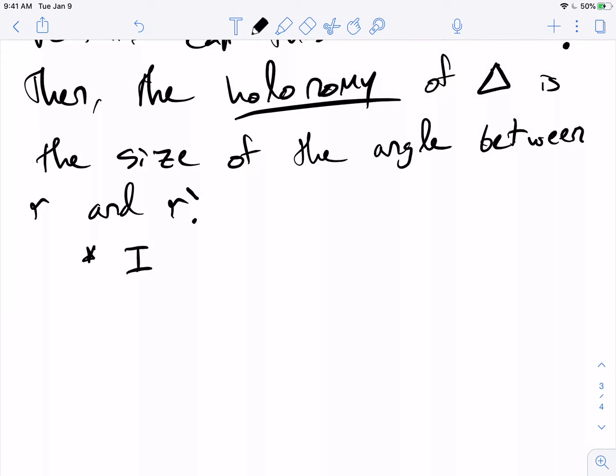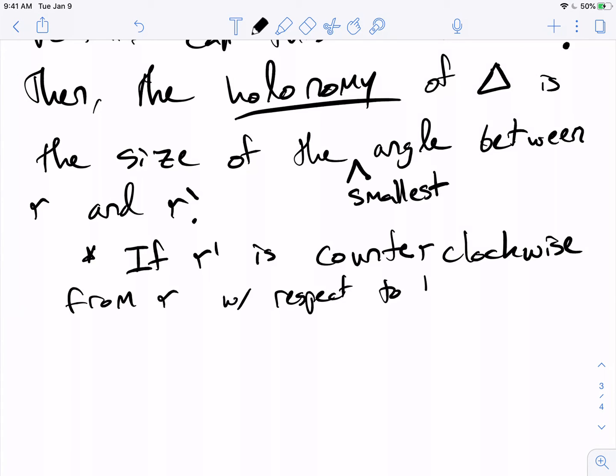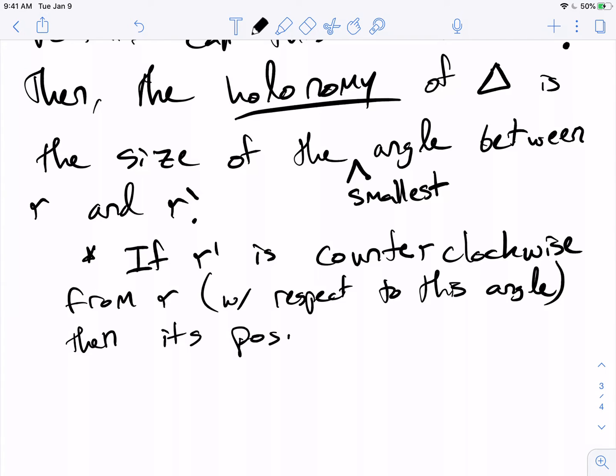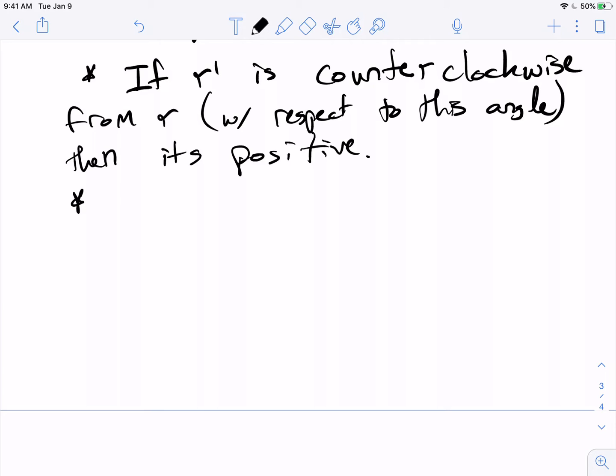So a couple conventions again, just to make sure we all get the same answers. If R prime is counterclockwise, sorry, I should have added the size of the smallest angle between r and r prime. So there's always two different angles you can form between two rays, and we choose the small one. And then if r prime is counterclockwise from r with respect to this angle, then we make it positive. We have a plus sign in front of the angle. And vice versa. So if the smallest angle between r and r prime has r prime clockwise from r, then we make it negative.